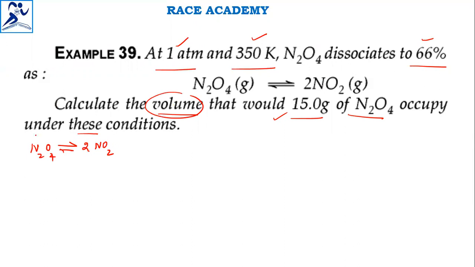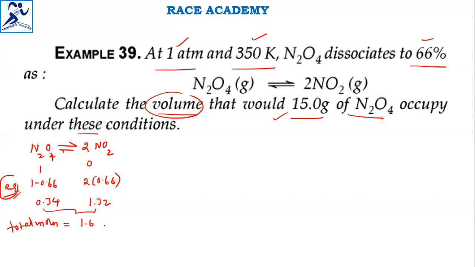In this expression, if you take 1 mole of N2O4 initially, NO2 is 0 moles. Decomposition is 0.66, as given. So for 2 moles, it will be 2 into 0.66 at equilibrium. So this is the equilibrium condition. It will be 0.34 for N2O4 and 1.32 for NO2, the number of moles. Got it? At the same time, what is the total number of moles at equilibrium? The total moles will be 1.66.